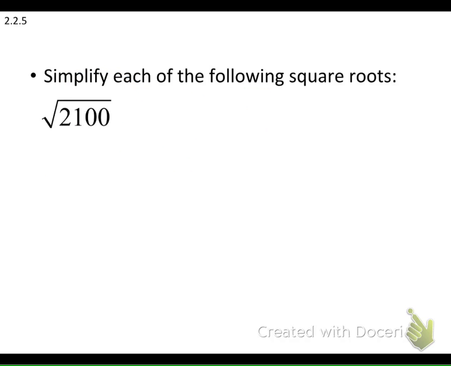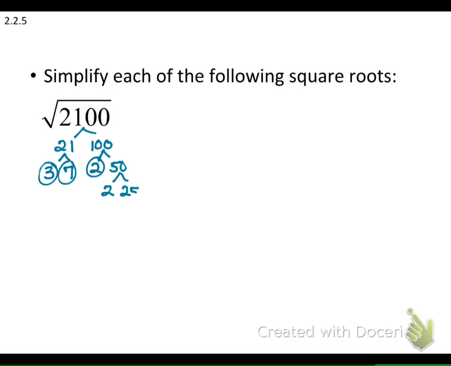Last one, the square root of 2100. So the first thing I'm going to do is identify two numbers that I can multiply together to get 2100, which is going to be 21 and 100. 21 is 3 and 7. For 100, I'm going to use 2 and 50. For 50, I'm going to use 2 and 25. And for 25, I'm going to use 5 and 5.